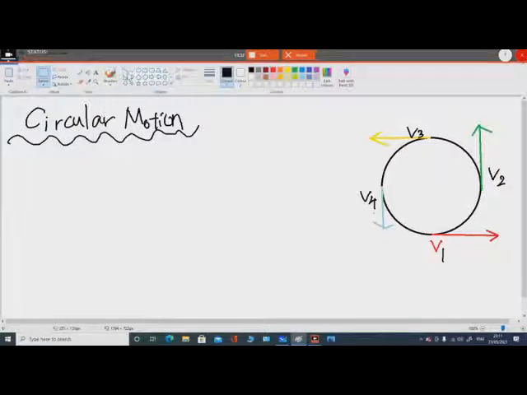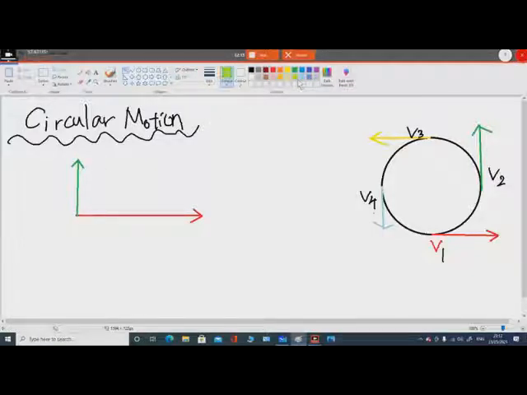Okay, as we know, since velocity is a vector quantity, I can present V1, V2, V3 and V4 in terms of a vector diagram. So let me draw a vector diagram here. This will be my V1. Let us follow the direction of the velocity. This one is pointing to the right, and V2 is pointing upwards. So this will be my V2.